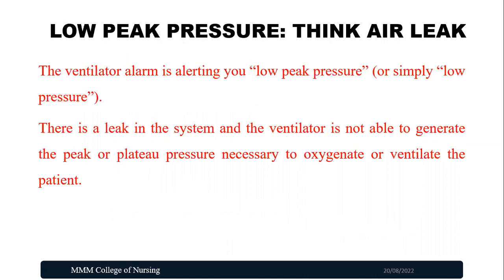So let us go into the different types of pressures and how they can create ventilator dyssynchrony with the patient. The first kind of pressure change is low peak pressure. Whenever we see the low peak pressure alarm, think air leak. The ventilator alarm is alerting you to low peak pressure, or simply low pressure, which means there is a leak in the system and the ventilator is not able to generate the peak or plateau pressure necessary to oxygenate or ventilate the patient.